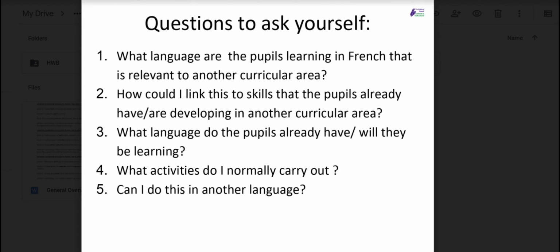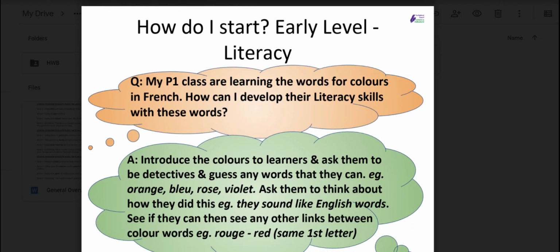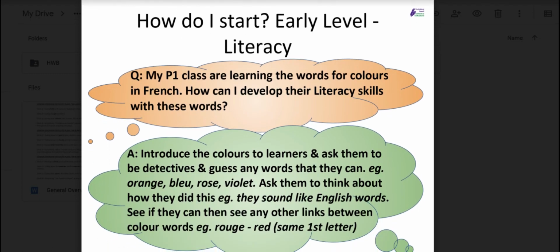That process can also be put into key questions that you can ask yourself, which might be more helpful in terms of getting to the nitty-gritty of what you're actually doing and how you're going to teach it. The next few slides show some case studies of where you could start, looking at early, first and second level.